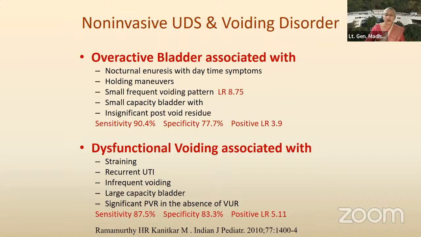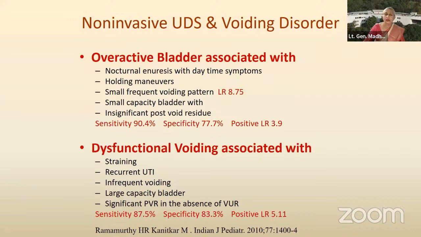So, non-invasive urodynamics versus voiding disorders, just looking at, like I said, a good ultrasound, a voiding diary, and a history, we found that nocturnal enuresis with daytime symptoms, holding maneuvers, small frequent voiding patterns, small capacity bladder, and an insignificant post-void residue could be picked up with a very high sensitivity, specificity, and likelihood ratio of 3.9, whereas dysfunctional voiding was associated with straining, recurrent UTI, infrequent voiding, large capacity bladders, and significant post-void residues in the absence of a vesicoureteric reflux. So I think these are basic guidelines which help you predict the kind of underlying voiding problem in any child who comes with recurrent UTIs.